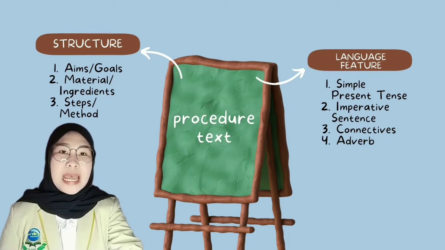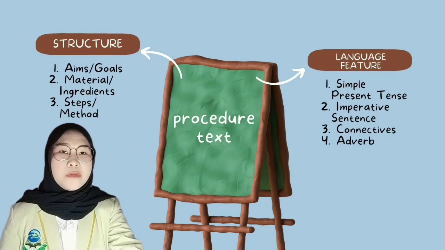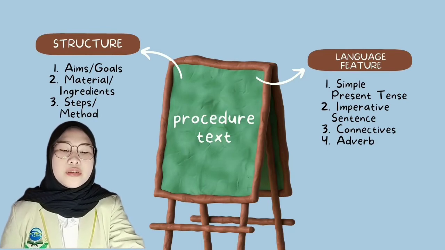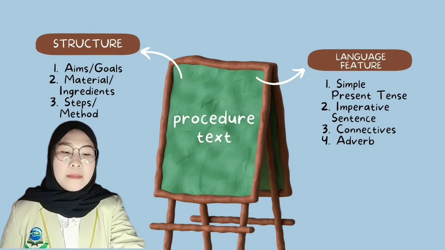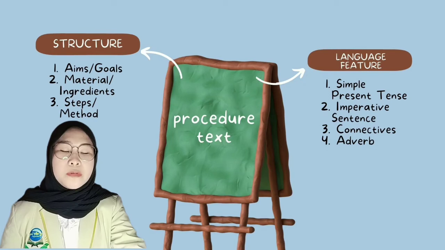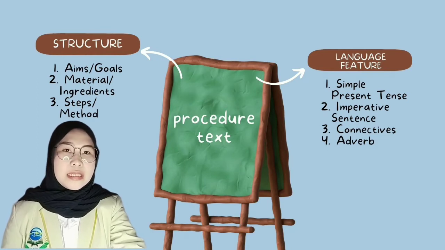For example, add 3 onions and mix it well. The sentence begins with verb 1, add. There is no subject at the beginning of the sentence. The third is connectives. Connectives are used in procedure text to connect the steps so that the list of instructions is coherent and easy to understand. For example, firstly, put the bananas on the pan. Secondly, mix the banana and flour. And then, after that, finally, and so on.